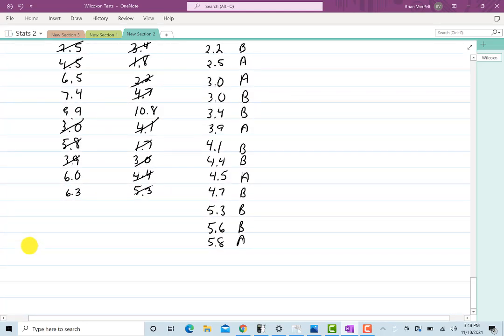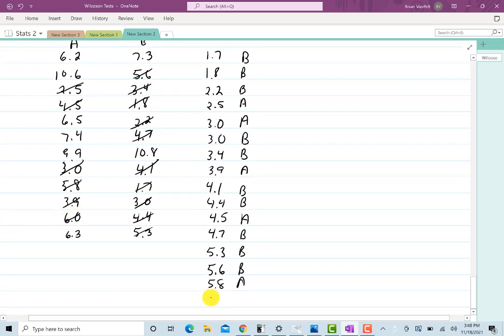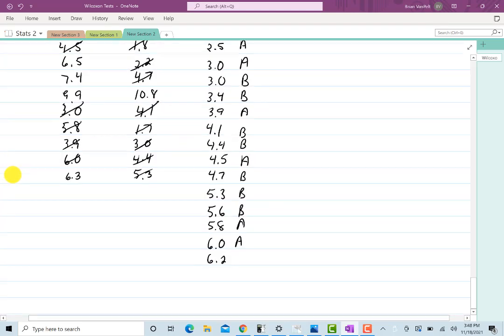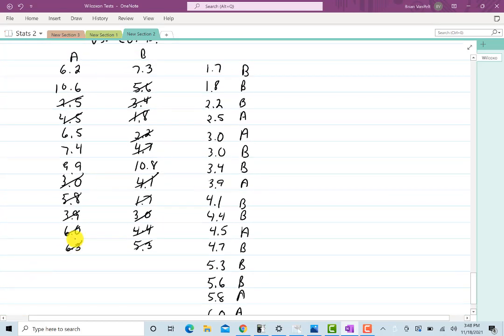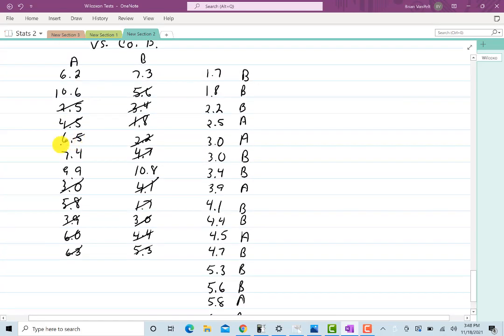I had a 6.0 in company A. After that, I have a 6.2. Where was that at? That was in company A. Then I have a 6.3, still company A. And then after that, I've got a 6.5. 6.5 is in company A.